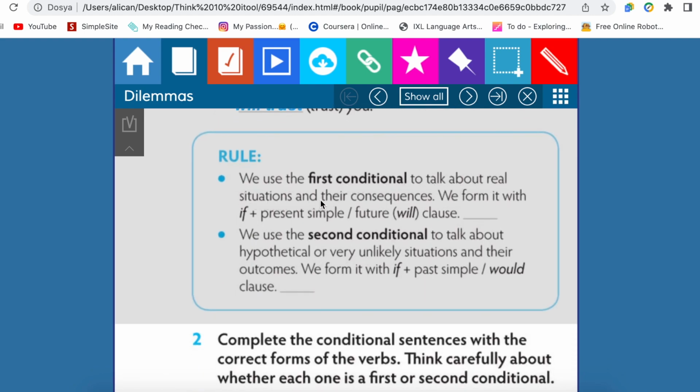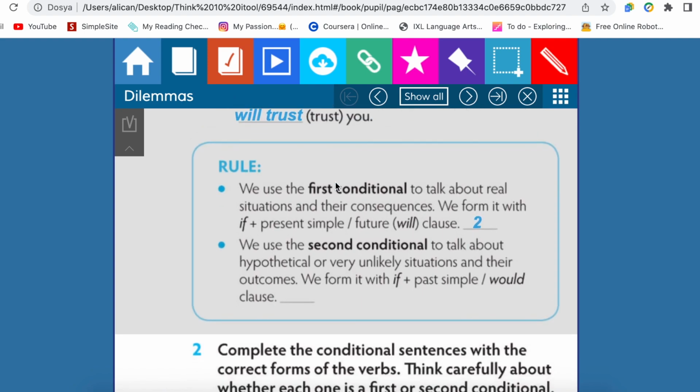Let's look at the rule. At first let's look at the rule. It says we use the first conditional to talk about real situation and their consequences. We form it with if plus present simple, future will clause. When we look at example 2, here you can see if you always tell the truth, people will trust you, is the example of first conditional.